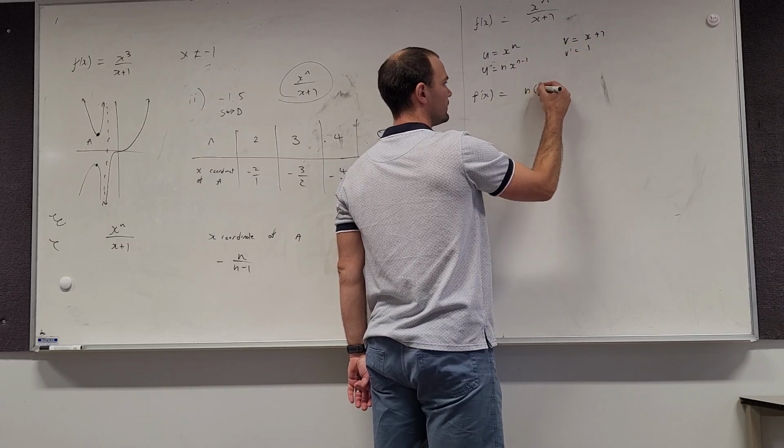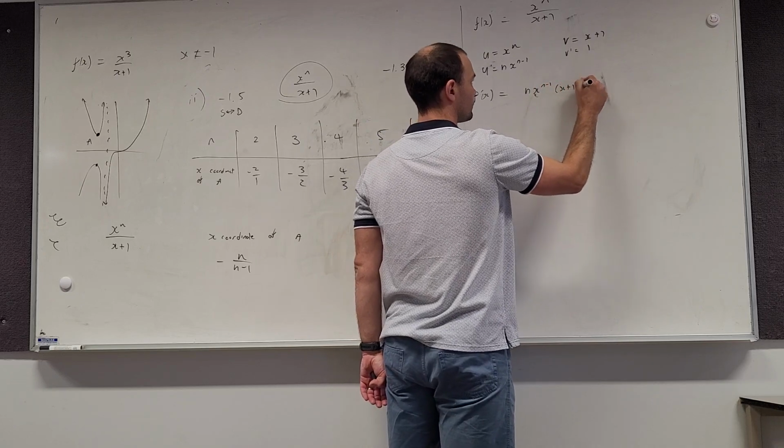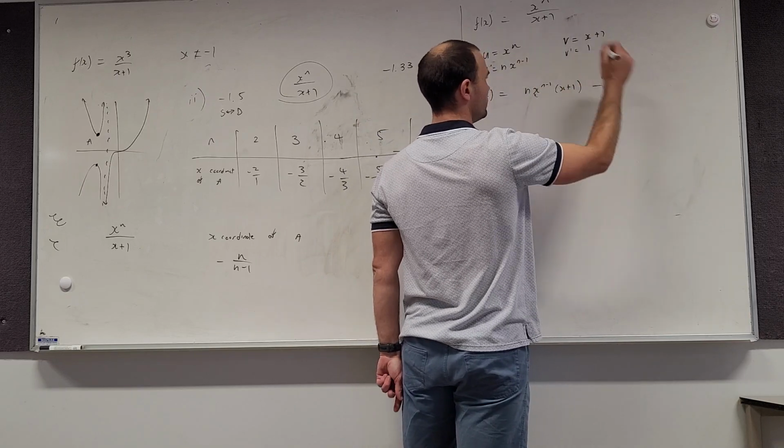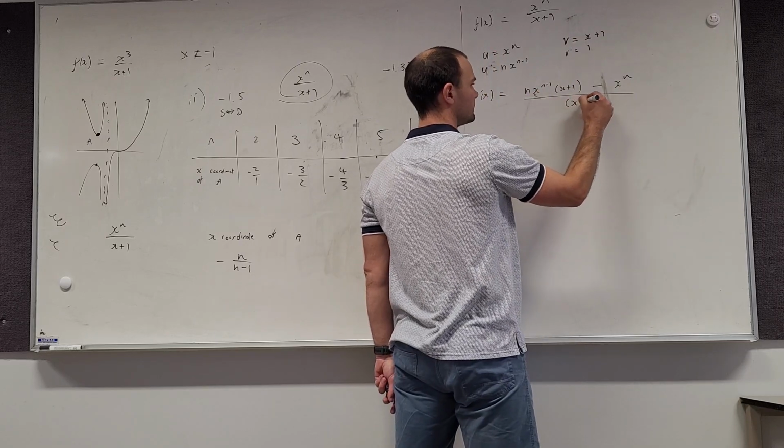u dash v, take away uv dash on top of v squared.